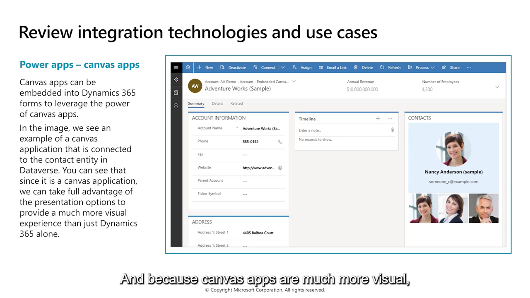And because Canvas apps are much more visual, we're able to use this to present more information. Now, obviously, Canvas apps can connect to other data sources, not just Dataverse. So it's possible, for instance, to connect it to a SQL database or a third-party application. So within a Dynamics 365 application, we can embed the Canvas app and surface information from the other application or the other database as we wish. And it's presented to users within the Dynamics 365 model-driven app in the context of the record that's being viewed.